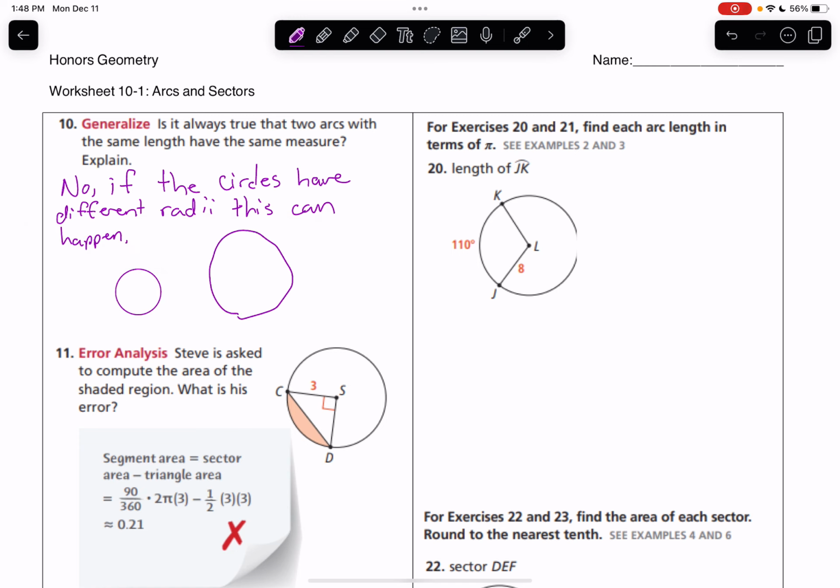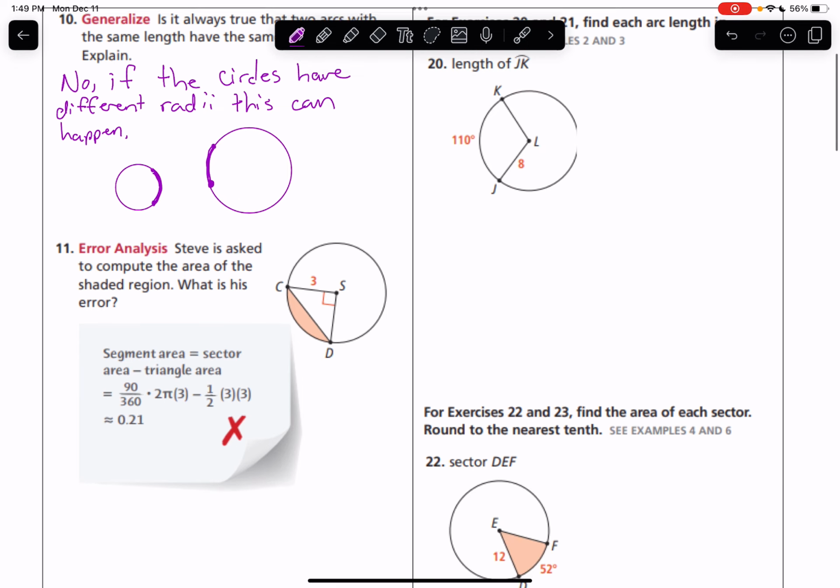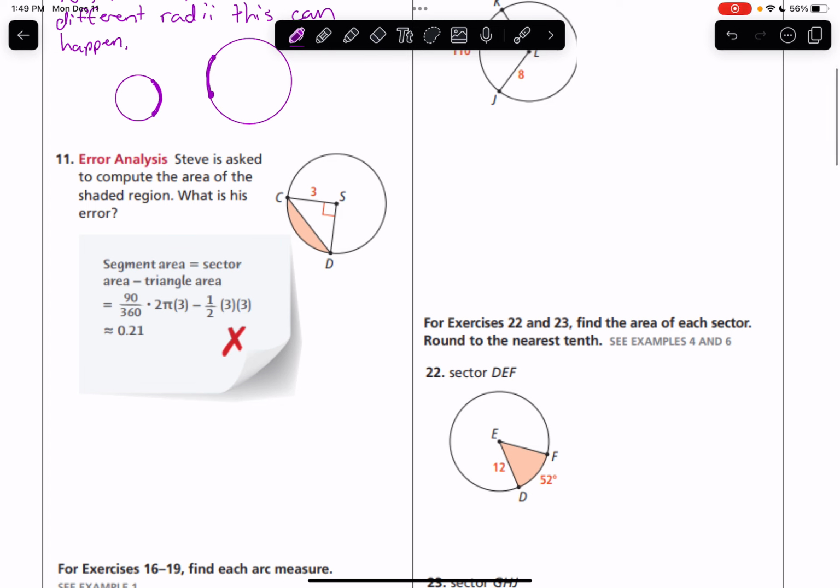and a bigger circle. And we can say, well, if I have an arc like this on one of my circles, and if I have an arc that same length on the other circle, just going by arc length, you can clearly see that the angle measure will be larger in the first circle than it will be in the second bigger circle. Number 11, Steve is asked to compute the area of the shaded region.